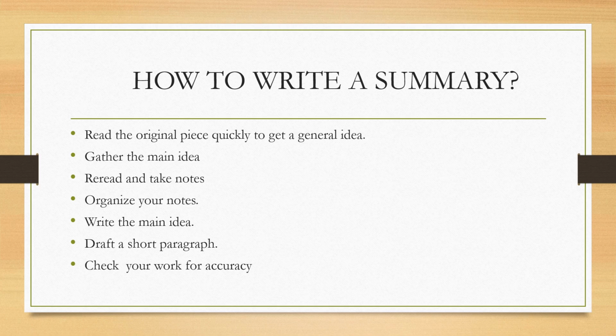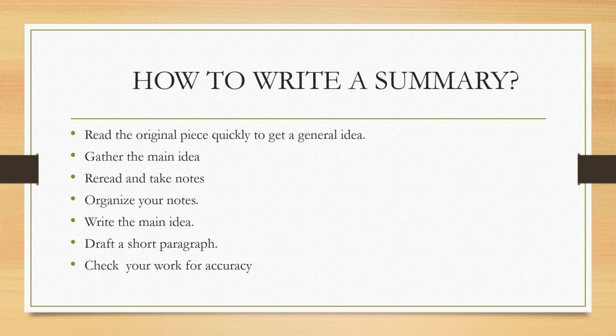Then you have to reread it and you have to take notes, or you can underline in the text itself. This time, the second time, you have to read very carefully and pay attention to all the important ideas or points mentioned in the text. You can jot down at random, but then the next thing you have to do is organize your notes. You may have written it in a sequence, you may not have. So you have to then see and organize your notes.